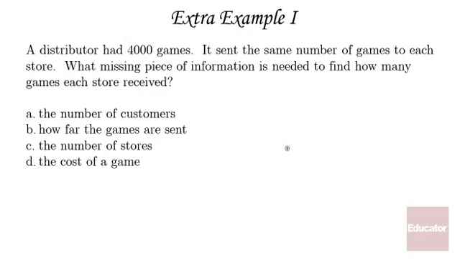Let's try this example. A distributor had 4,000 games. It sent the same number of games to each store. What missing piece of information is needed to find how many games each store received? Well, if you know that this distributor has 4,000 games and he's sending them out the same number to each store, what we're missing here is the number of games that are sent to each store. We could divide by that to find out how many stores, or we're missing the piece of information of how many stores there are. So we know we're going to be dividing.